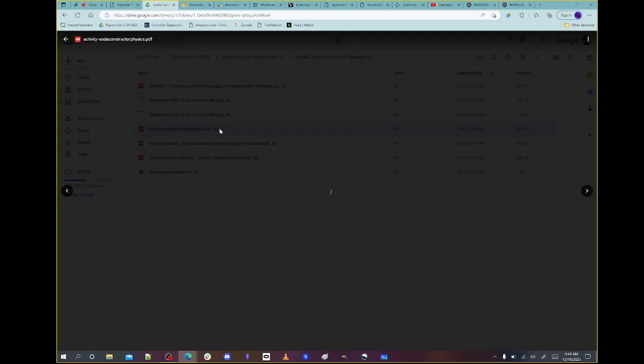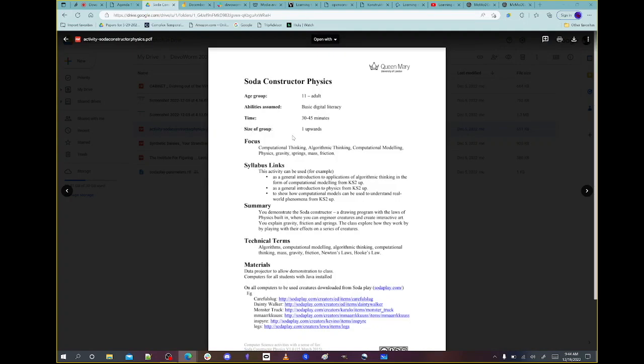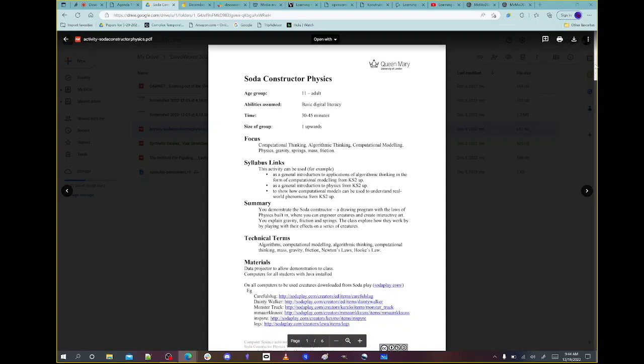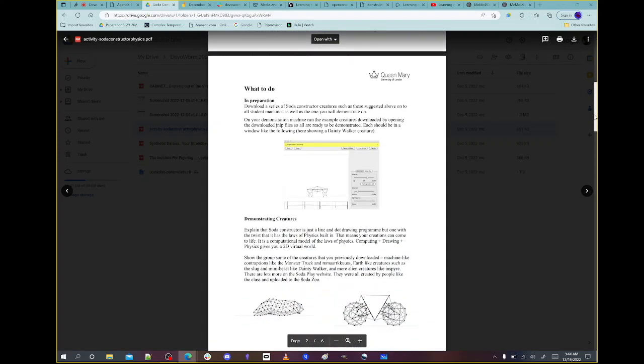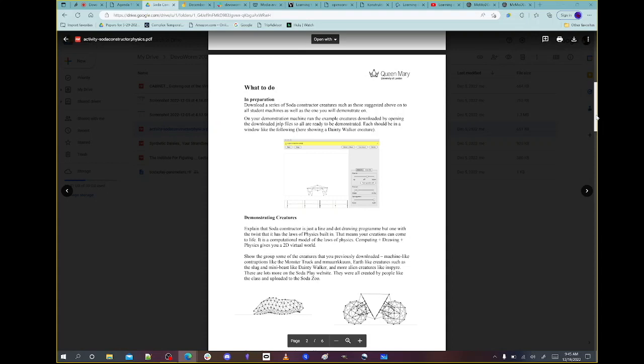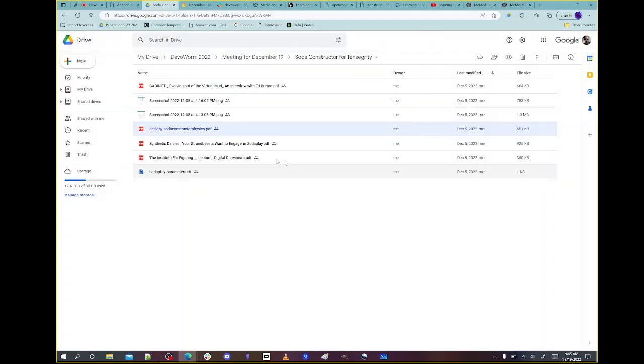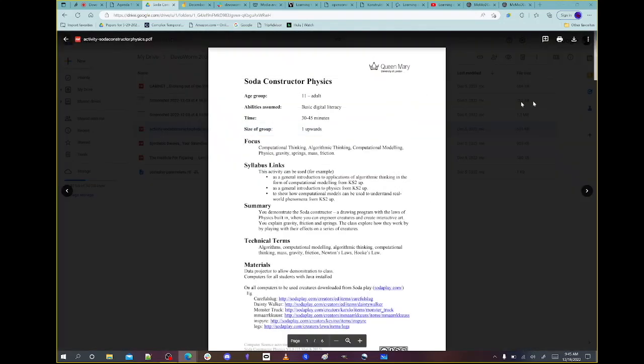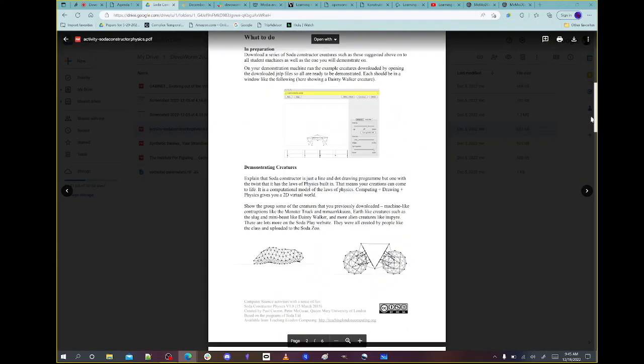There's also this, what is this one? Oh, this is Sodaconstructor Physics. This is an educational tutorial for, I guess, high school students. It's pretty easy because you can build these Sodaconstructors pretty easily, and it demonstrates some of the creatures. You can build them like vehicles, almost like tensegrity networks.